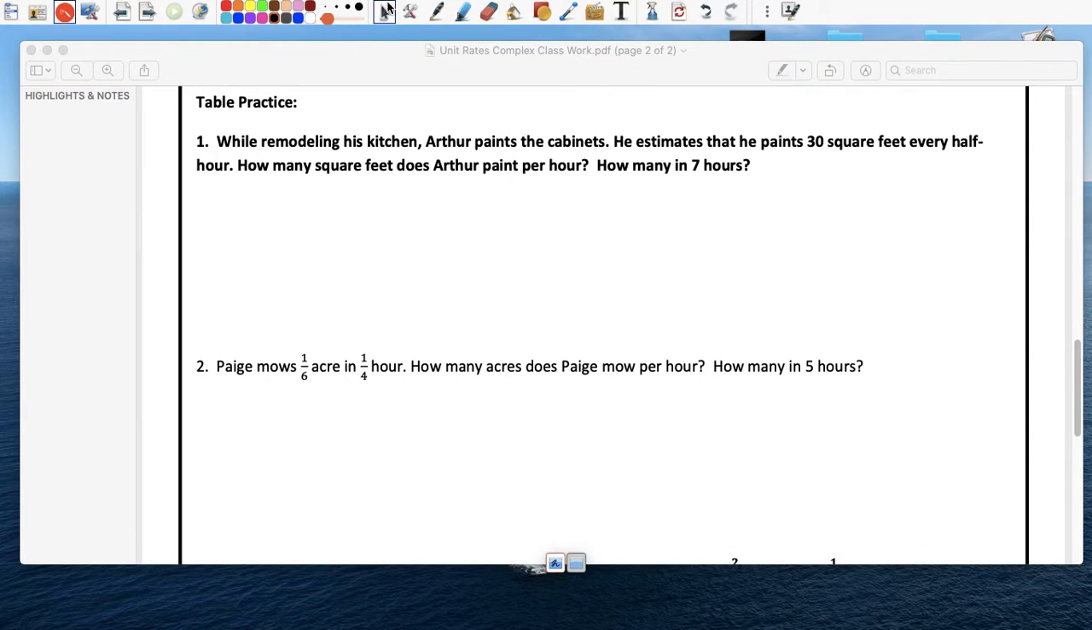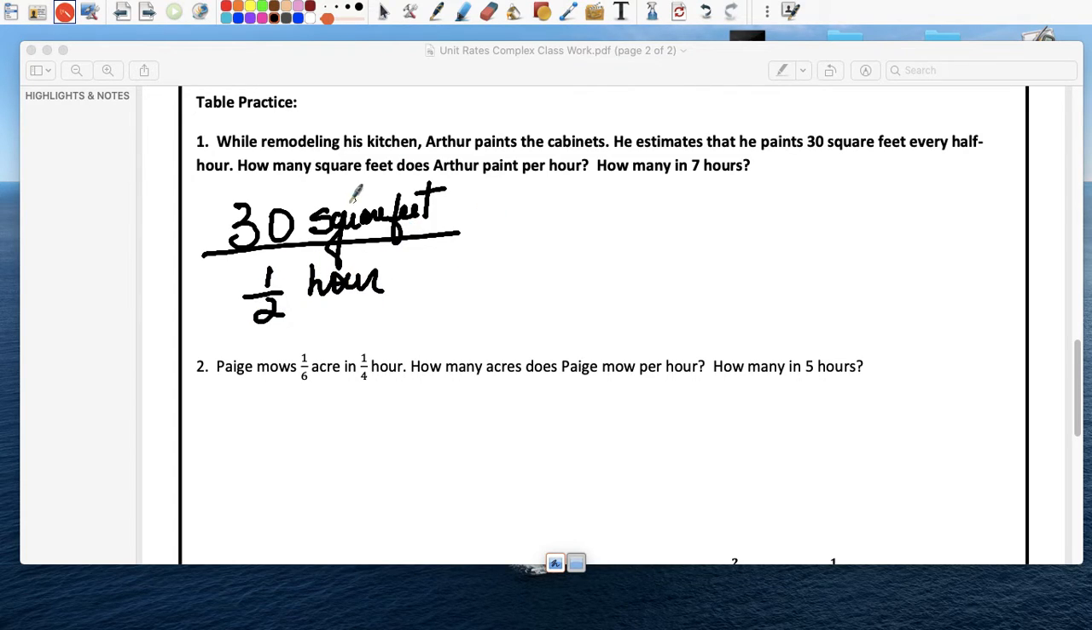Aquí estamos. Let's see. While remodeling his kitchen, está pintando cabinetas. He estimated he paints 30 square feet every half an hour. So 30 square feet. ¿En cuántos? En media hora. En half an hour. Okay, ese está pintando, ¿no? Esa es la superficie que pinta él en media hora.